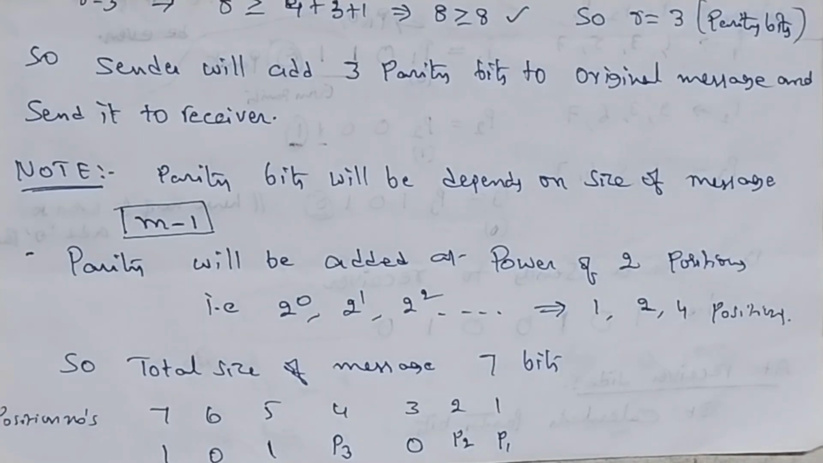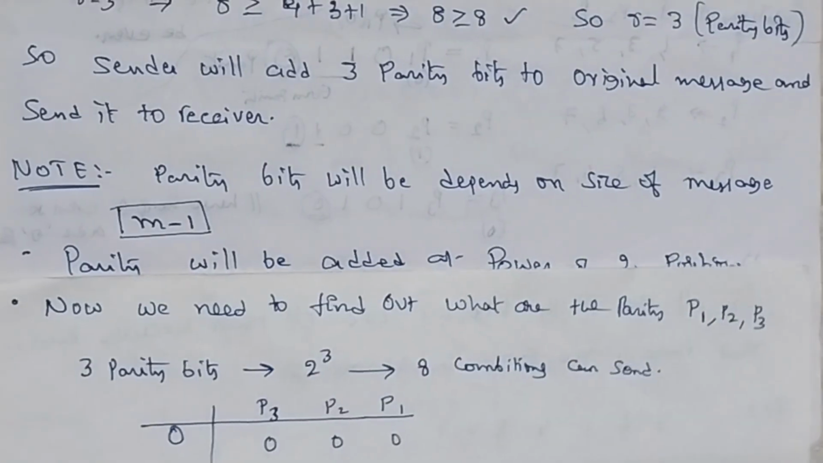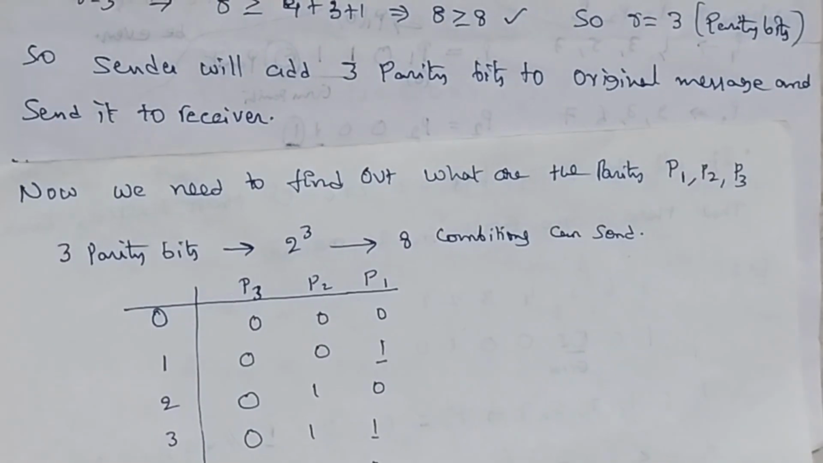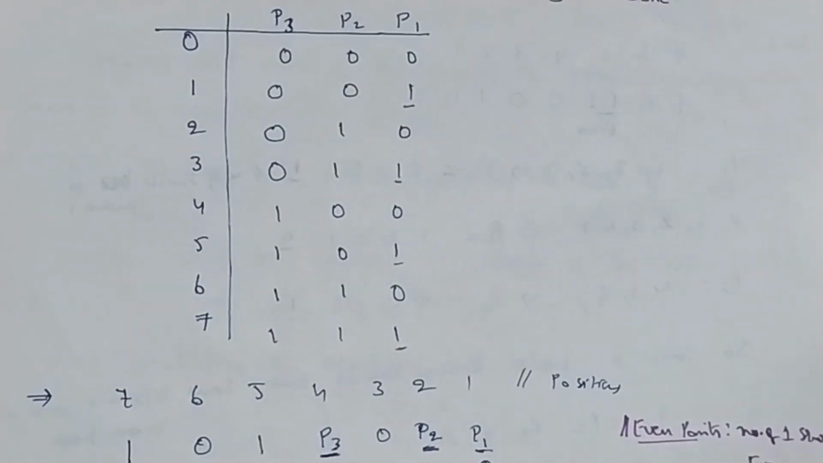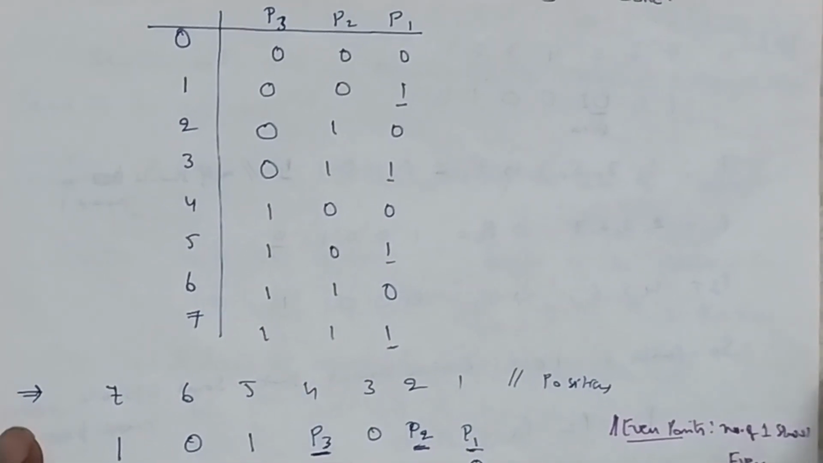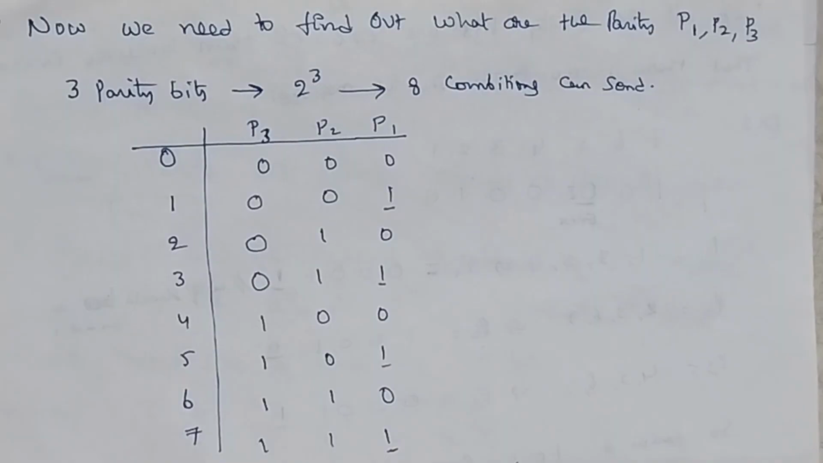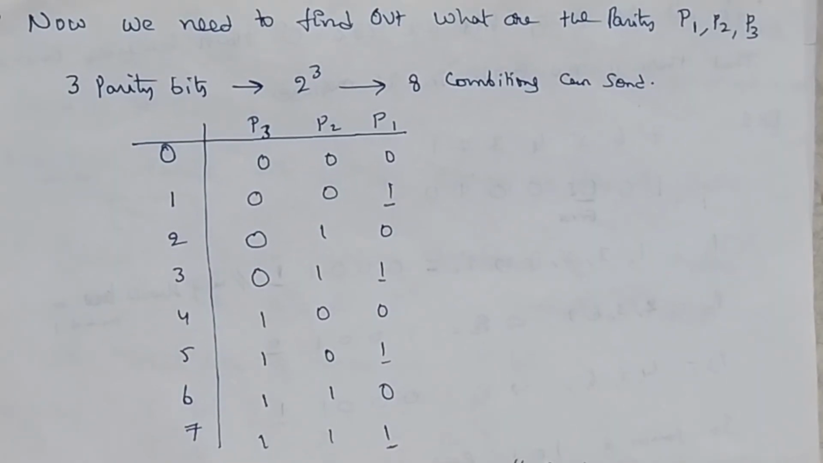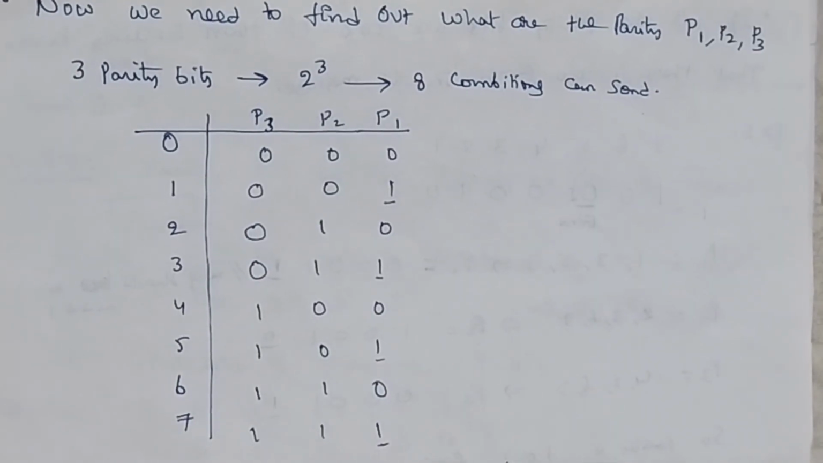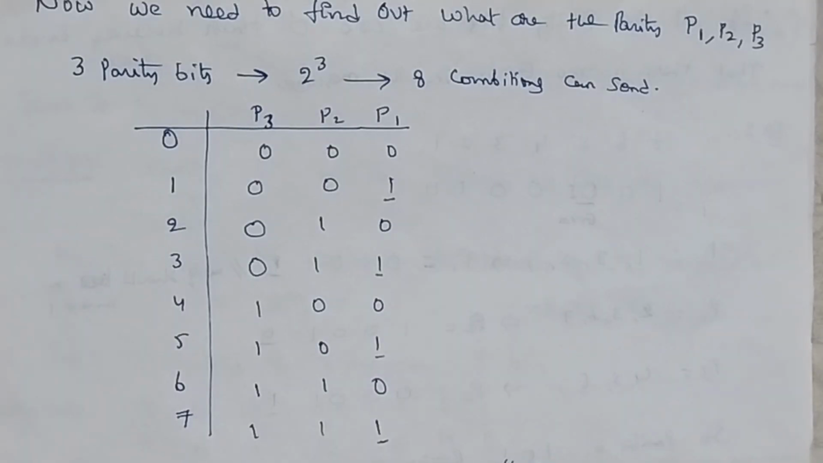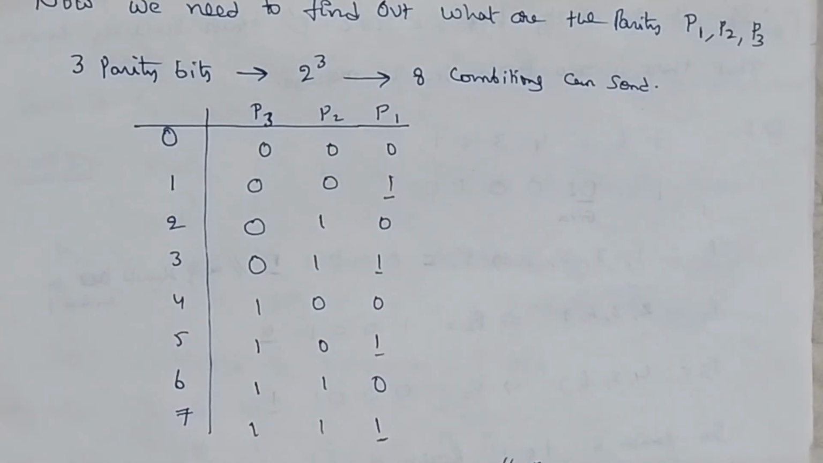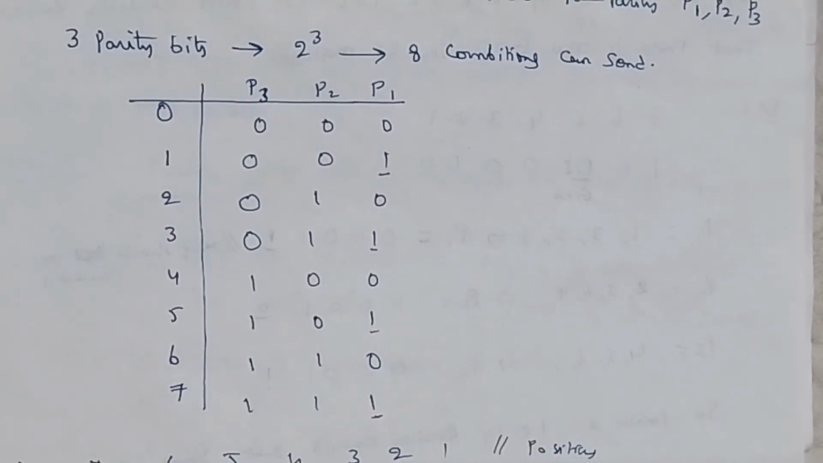Okay, now we need to find out the parity bits P1, P2 values. First we have to find out the number of parity bits we have to add. After finding the number of parity bits, we find out the position of the parity bits. Now we have to find out the parity bit values.